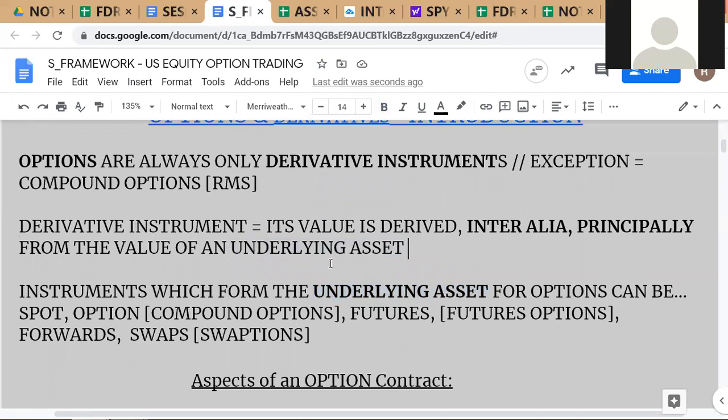Now let me see. This is the general definition. A derivative instrument is one whose value is derived from the value of an underlying asset. And what am I doing? I am adding these two terms, inter alia. These are kind of repetitive.